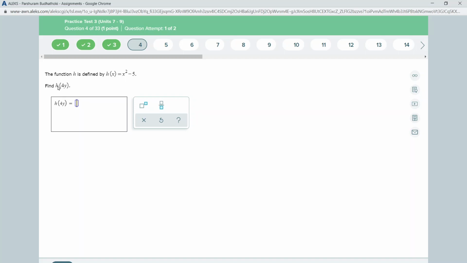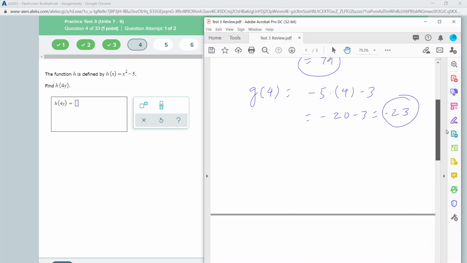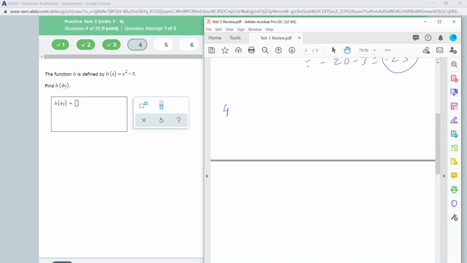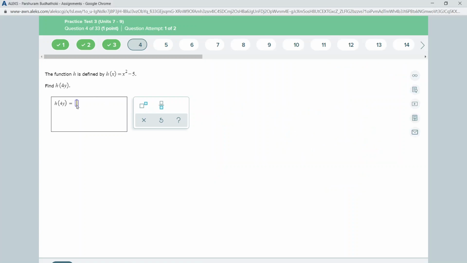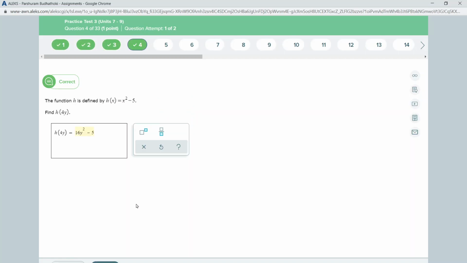You have to find the value of h at 4y, so just replace x by 4y. So let me go to the next problem, which is problem 4. h of x is x squared minus 5. h of 4 times y, so you just replace x by 4 times y. So that is 4 times 4 is 16, y squared minus 5. So this is what we're going to put here: 16y squared minus 5. Check it. So that's number 4.